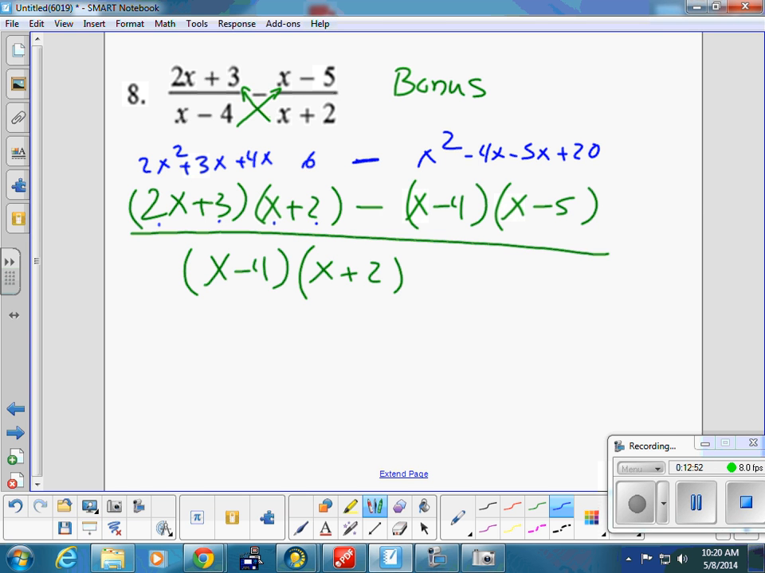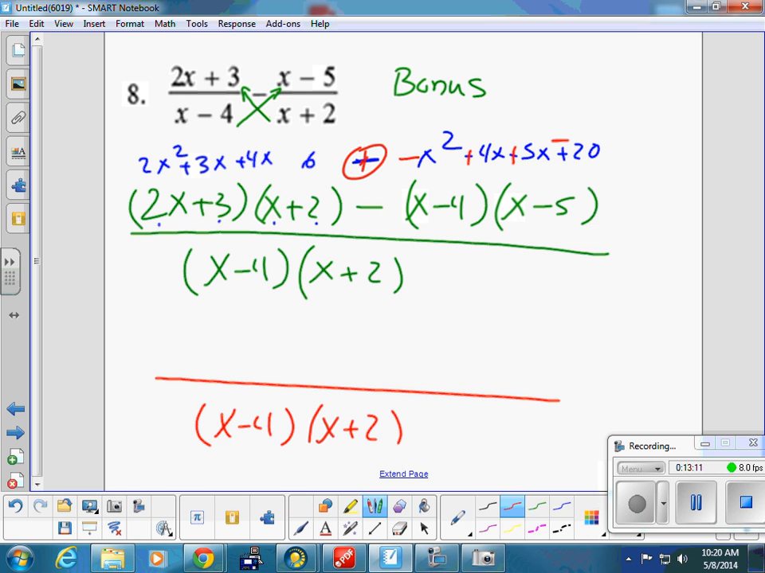Now the trick to this one is this negative needs to go to every one. So I add the opposite, add the opposite, add the opposite, add the opposite. So the top now becomes this really ugly looking question. But hopefully it'll fall apart.